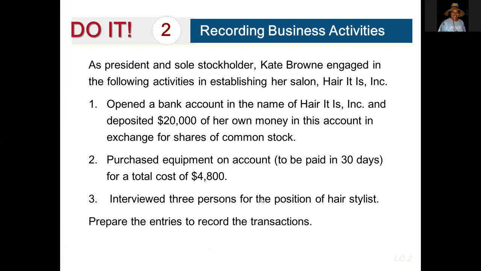Okay, so here's a simple problem to test your understanding of recording transactions. In this company, the president and sole stockholder, Kate Brown, engaged in the following activities in opening up her salon. She opened a bank account in the name of the company and put in $20,000 of her own money in exchange for shares of the company's common stock. Then she bought some equipment on account. In other words, she didn't use any of this money, but borrowed from the vendor, for a total of $4,800. And then she interviewed three people for the position of hairstylist. How do we record these transactions?